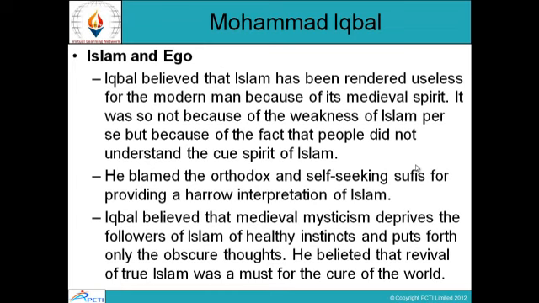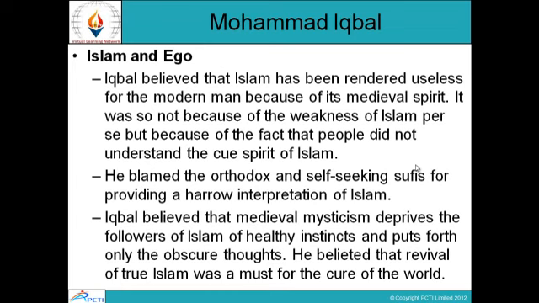Iqbal believed that medieval mysticism deprives the followers of Islam of healthy instincts and puts forth only obscure thoughts. Medieval mysticism means ancient practices or ancient superstitions that deprive the followers of Islam of having healthy, positive thoughts, and put only obscure negative thoughts in them, and it puts them at risk. So the old traditions and the old religious practices followed were so much into the Muslims that they were deprived of healthy and positive instincts.